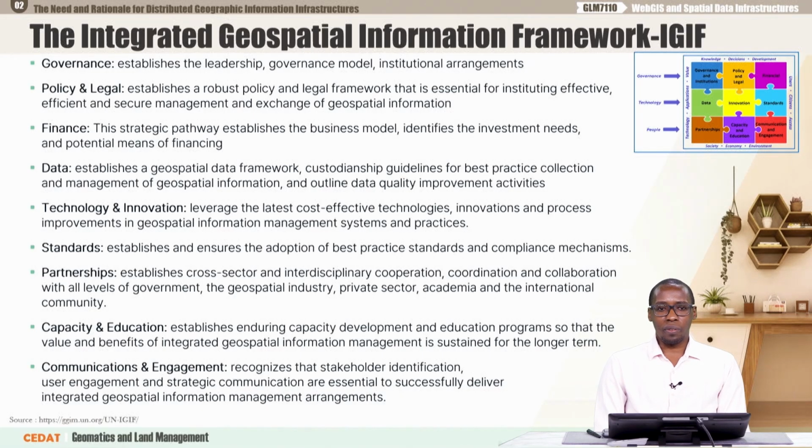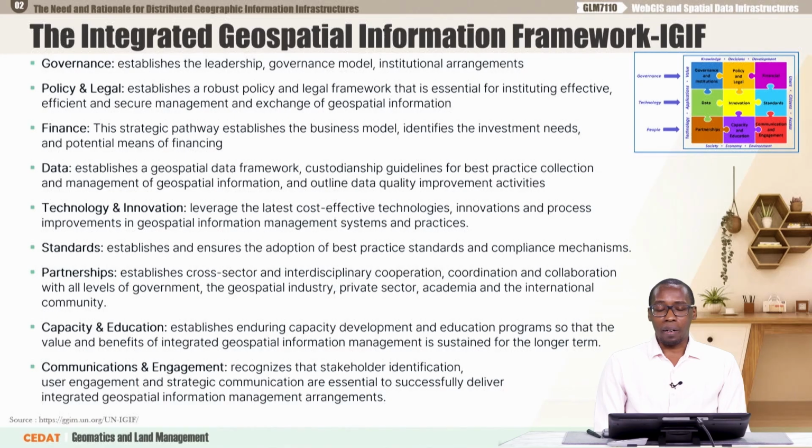Then we have another pathway that deals with standards. It establishes and ensures adoption of best practice standards and compliance mechanisms. And then the other pathway deals with partnerships. So being able to establish cross-sector and interdisciplinary cooperation, coordination, and collaborations with all levels of government, the geospatial industry, the private sector, academia, and the international community. So this pathway is able to cover all these aspects.